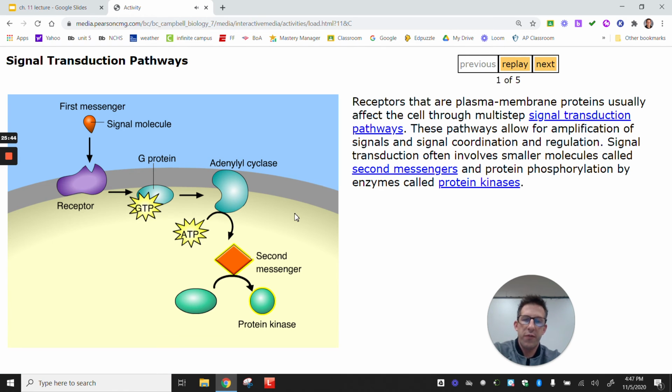Okay, so the first couple of these animations go into second messengers and their role in this entire process. So kind of keep that in perspective, but I want you to watch all of them because it shows you the moving parts and how they interact.